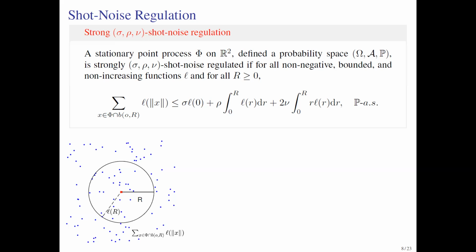And it is upper bounded by this integral form that depends on this function L. So first observation, if we take this function L to be 1, then we retrieve the definition that we just mentioned, which is sigma rho nu ball regulation.